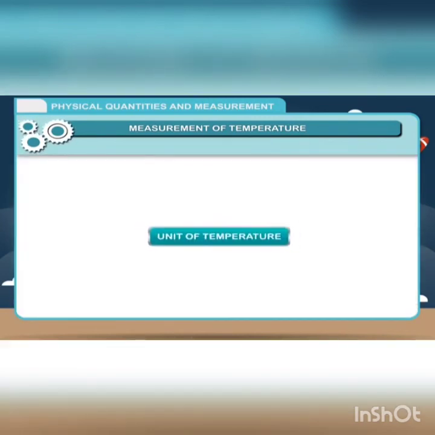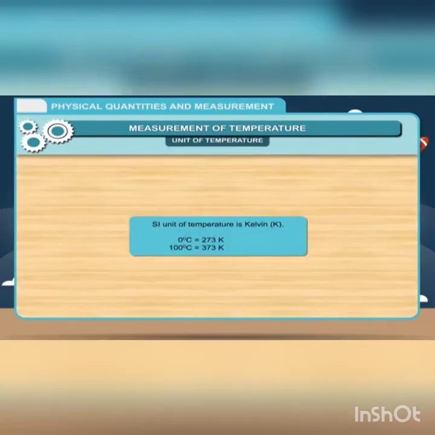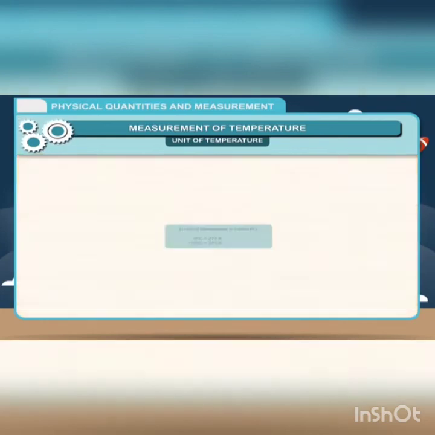Unit of temperature. SI unit of temperature is Kelvin, K. 0 degrees Celsius is equal to 273 Kelvin. 100 degrees Celsius is equal to 373 Kelvin.